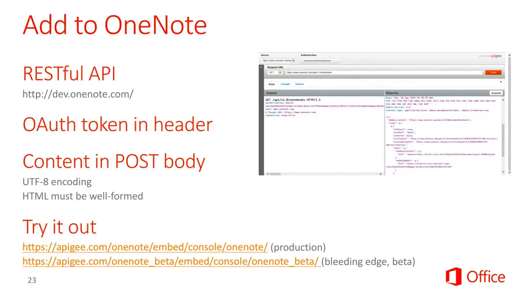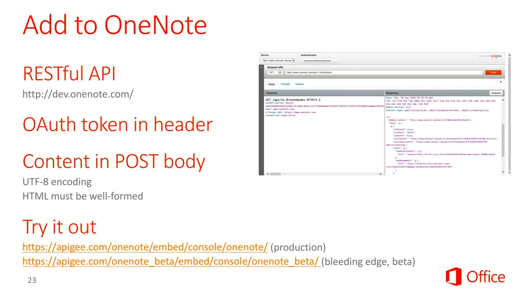Now you can add files to OneNote using a RESTful API. That's going to be at dev.onenote.com. You look at the OAuth token in the header. That's going to have to be specified to authenticate. You're then going to have to provide the content in the body of the request of an HTTP post. The content should be UTF encoded, and the HTML must be well formed. You can try it out at the 2 links that are provided at the bottom.